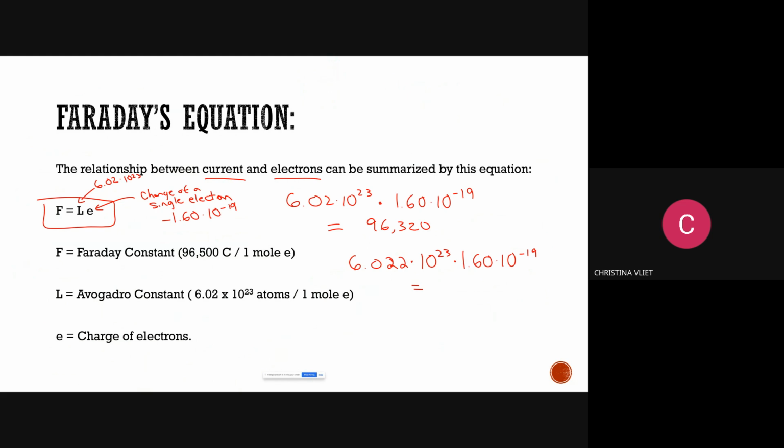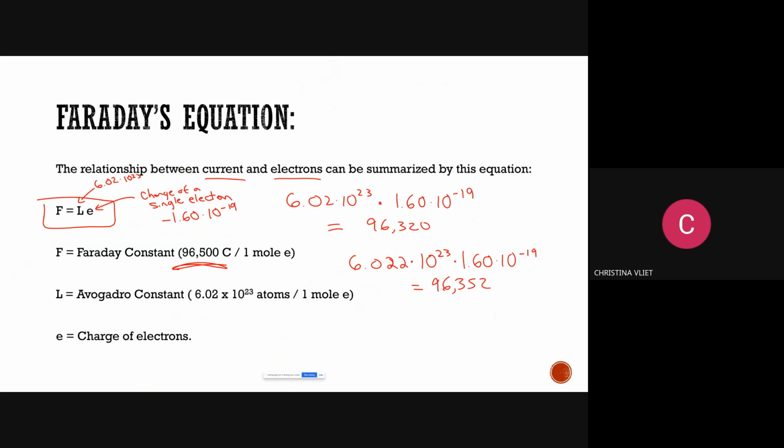I get 96,352, right? So it turns out as you use more and more significant figures, the closer you get to what number? The Faraday constant, right? This is very close to the Faraday.